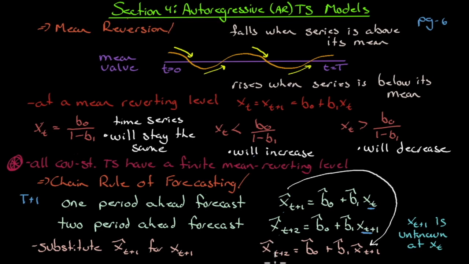So the forecast for x(t+2) is b0 plus b1 x hat(t+1). But notice this is not an observed value now. It is just a forecasted value from the model that we had. So we can see that the further out we forecast, since we're not using actual values, we're using forecasts each time, and forecasts have error, these errors will begin to add up and compound.